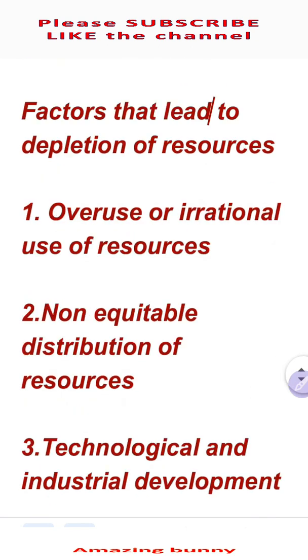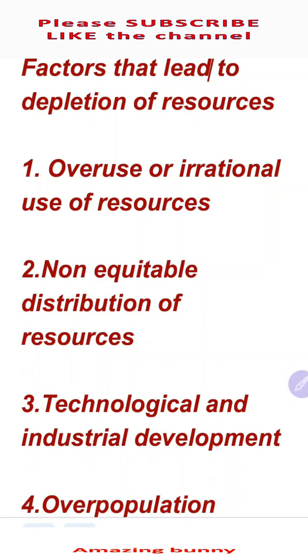In the next section, we'll study the factors that lead to the depletion of resources. It means, what are the things that are responsible for the depletion of natural resources? First is the overuse or irrational use of resources. Overuse or irrational use means that the greed of human beings leads to overexploitation and overuse of natural resources. Let me give you one simple example: overfishing leads to a decline in fish resources.